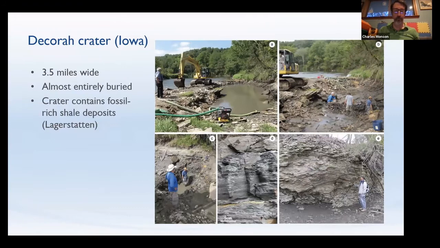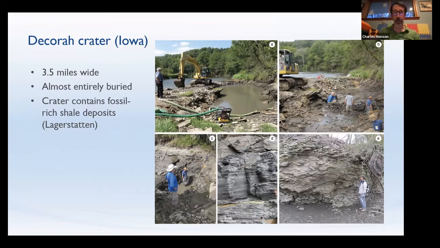Another one that was very recently discovered that was not on that map is the Decorah Crater in Iowa. I had to throw this one in because this is the first meteor crater I worked on. It's kind of just across the border from Illinois and Wisconsin in northeast Iowa. It's about 3.5 miles wide. It is almost entirely buried under the town of Decorah.